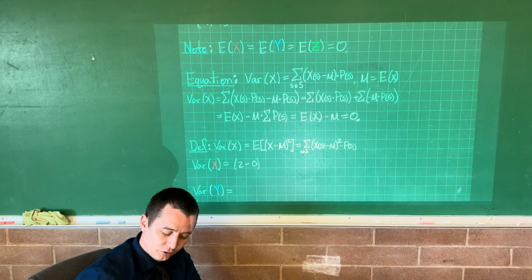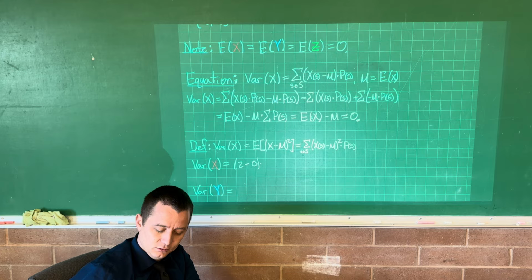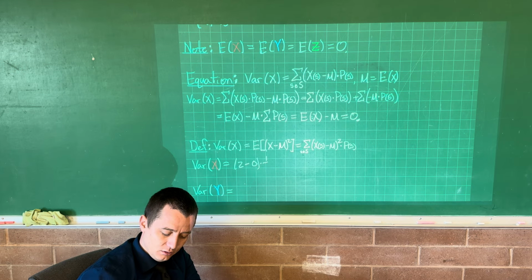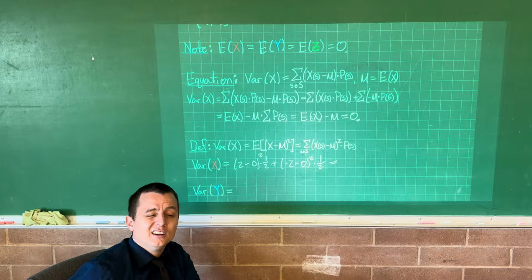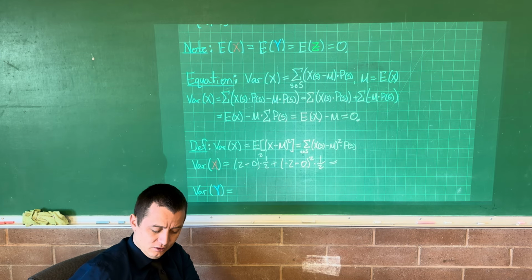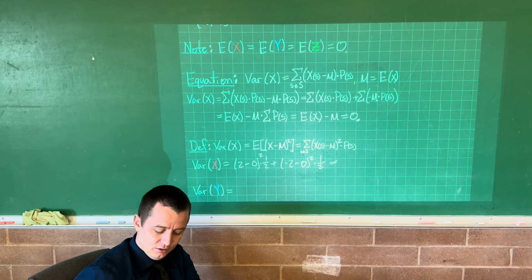And now, times, what was the probability that we got 2? 1/2. And now, plus the negative 2. Negative 2 minus mu is still just negative 2, squared. Sorry, I forgot my squared. Times 1/2. If we didn't have the squared there, it'd come out 0. And this is equal to 2 minus 0 is 2, squared is 4, times a half is 2.